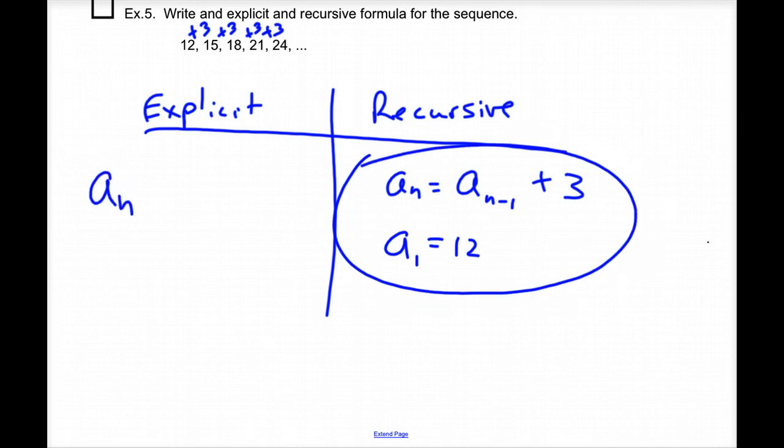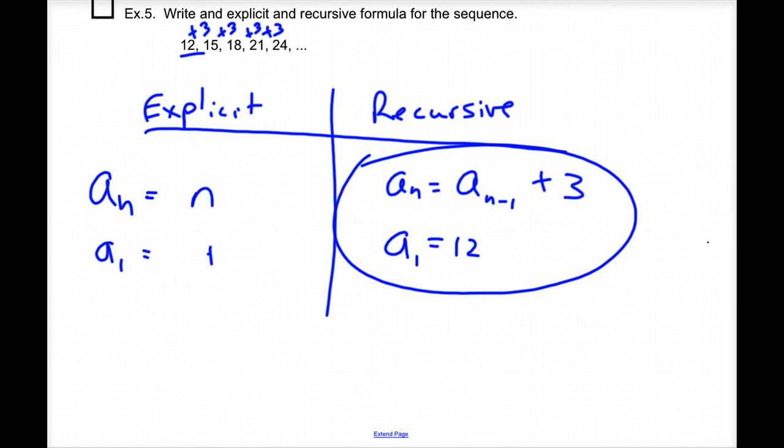Explicit, I'm not going to have any A sub n minus 1 stuff or anything like that going on. I'm just going to have an n over here. And the question is, what do I do to n? So I've got A sub 1. That means plug in 1 for n. Well, what do I have to do to 1 to get a 12? Because the first term is supposed to be 12. Well, looking up there, I see it's a bunch of plus 3's.